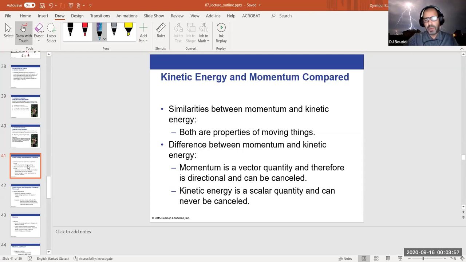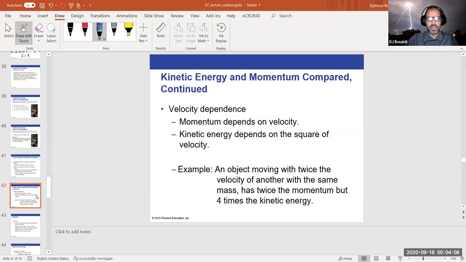The difference between momentum and kinetic energy: one of them has direction, namely momentum, and the other one doesn't. It's always a positive number, as a matter of fact, for the kinetic.